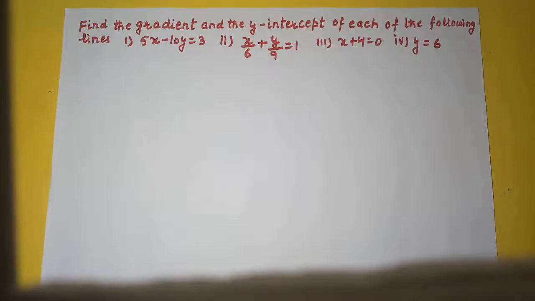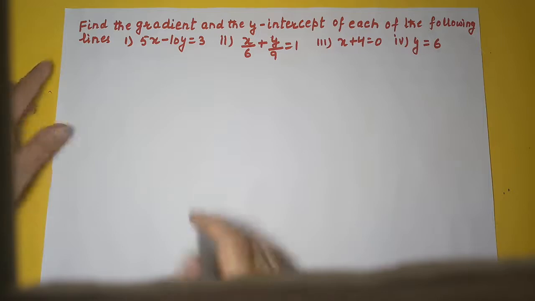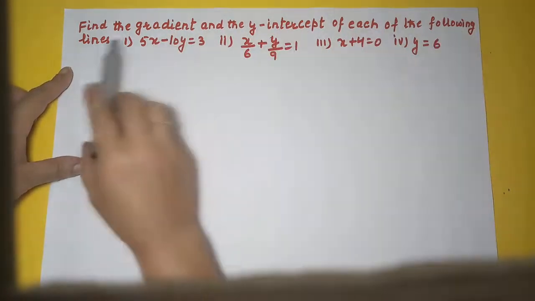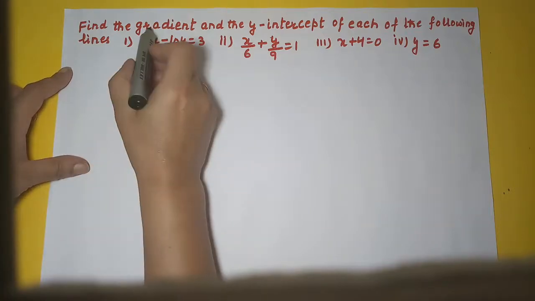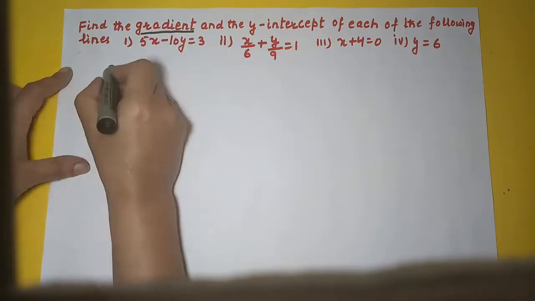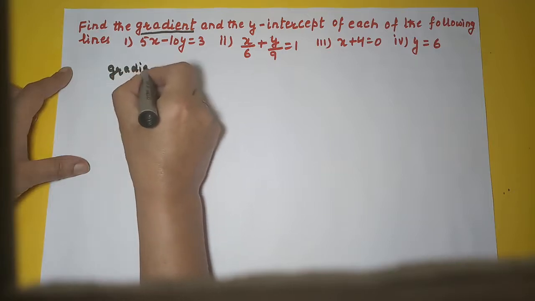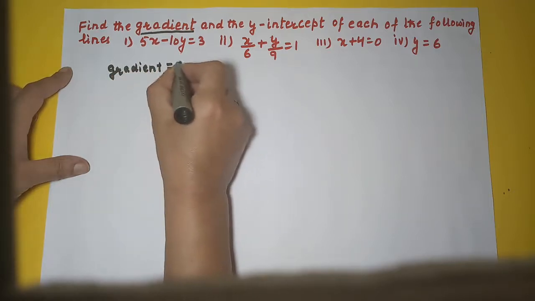We are continuing with the equation of a straight line. Here the question is, find the gradient and the y-intercept of each of the following lines. Now gradient means slope. We know that gradient is another name for the slope, is equal to slope.